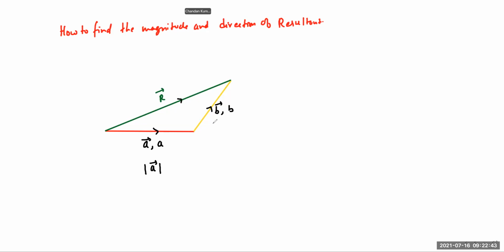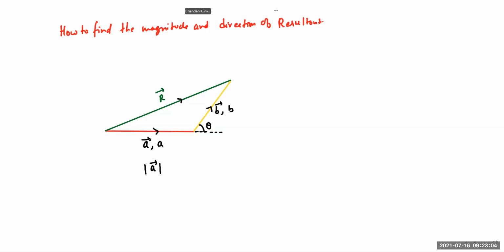But what we need to know further is the angle between the two vectors, because unless we fix this angle, the R will not get fixed. If you rotate the yellow line, you can imagine that you're turning the yellow line, and you can see R will change. In fact, you can animate it mentally.